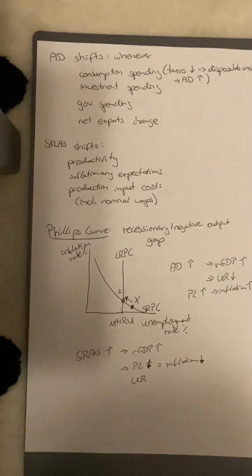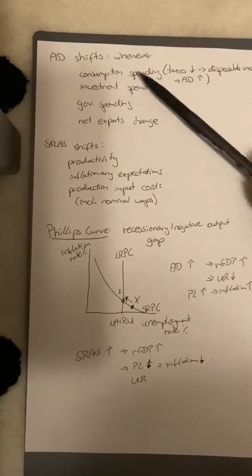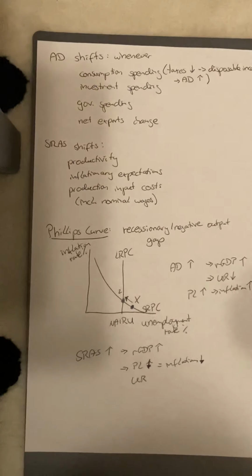Part 2. So what shifts aggregate demand? Whenever anything of the 4 components changes, like consumption spending, that's us. Let's say taxes go down, that means disposable income goes up, meaning we can spend more money, so we're demanding more goods, so aggregate demand increases. Investment spending, government spending, and exports, so if anything changes here, aggregate demand shifts. Anything else shifts the short-run aggregate supply curve.